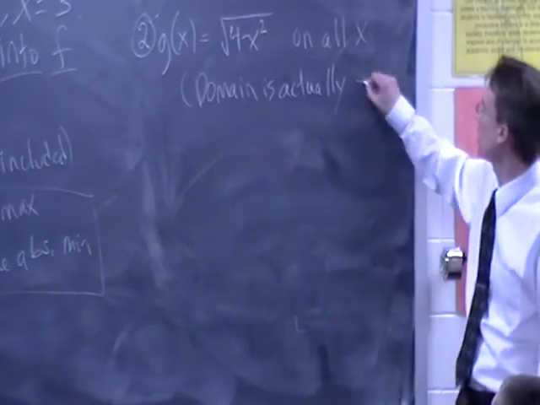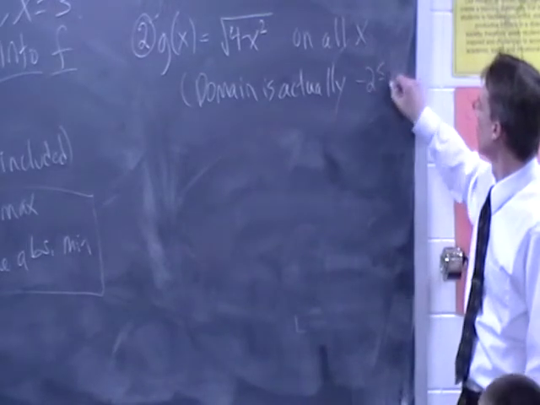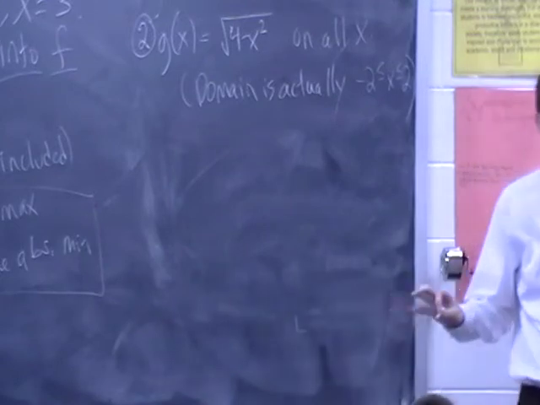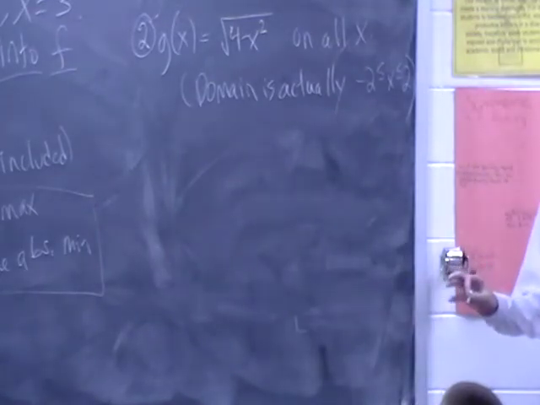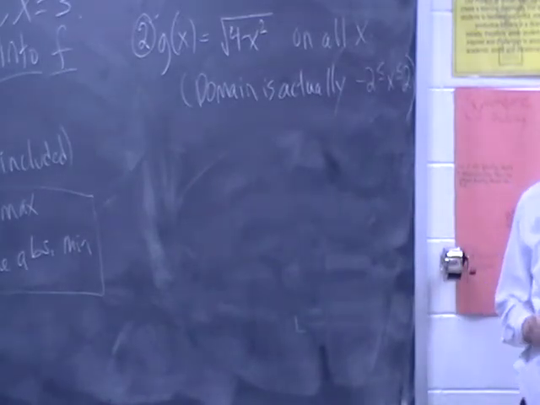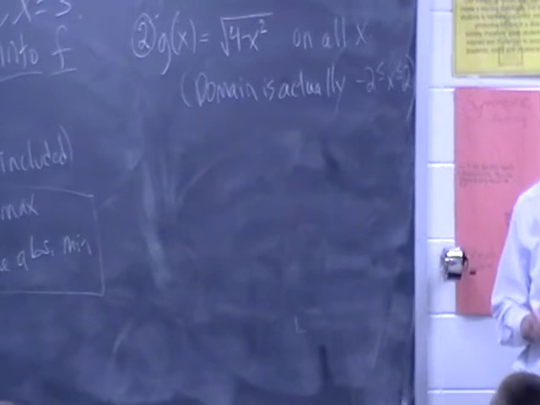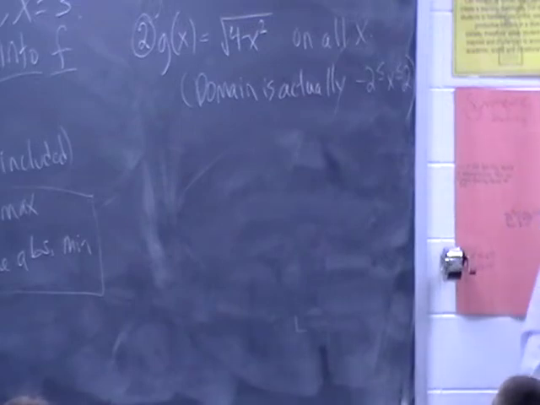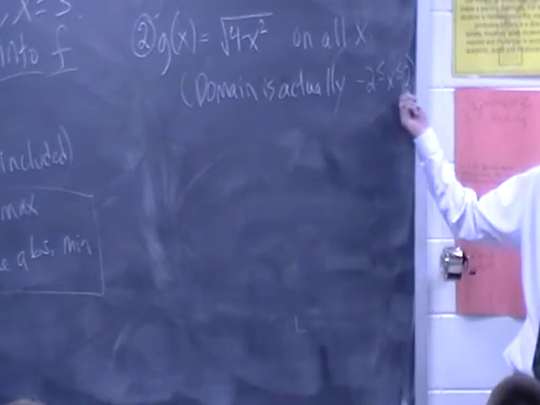So domain is actually negative 2 to positive 2, including the endpoints. You can include 2 and negative 2. You can do square root of 0. That's totally, as the kids are saying these days, legit. But anything beyond that, anything negative, you can't have a square root of. So we have some endpoints after all, don't we? These are going to be our endpoints.